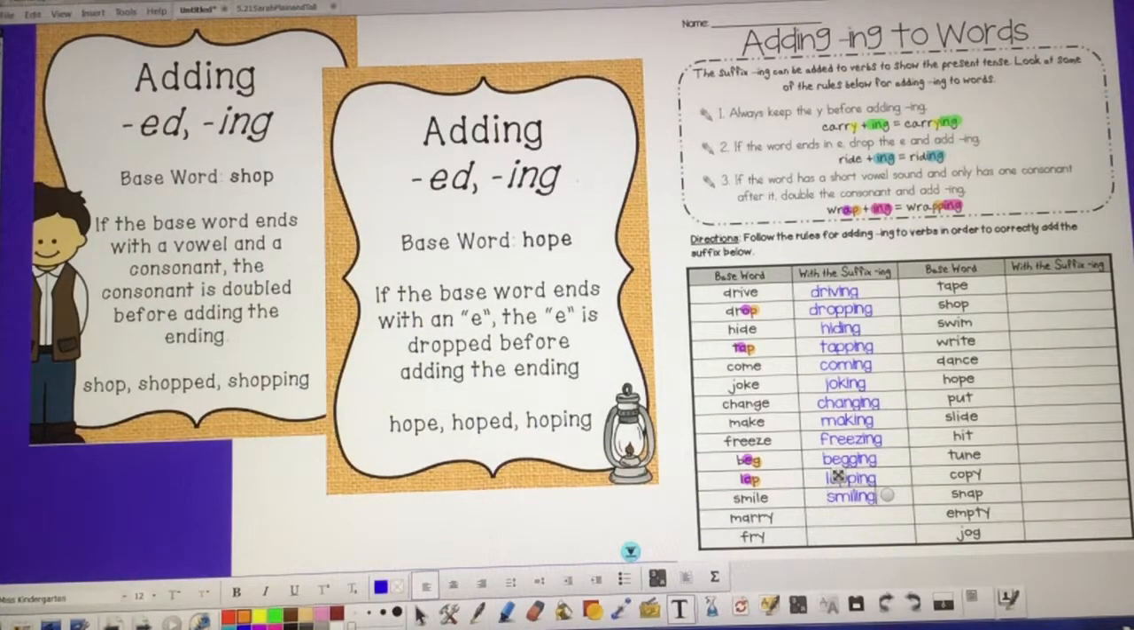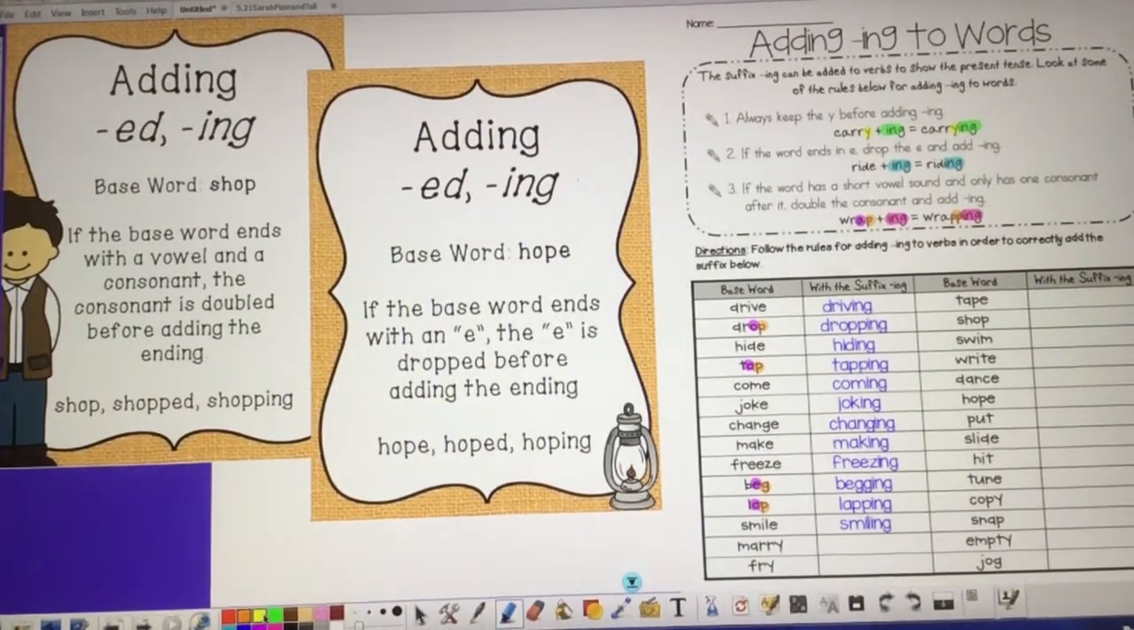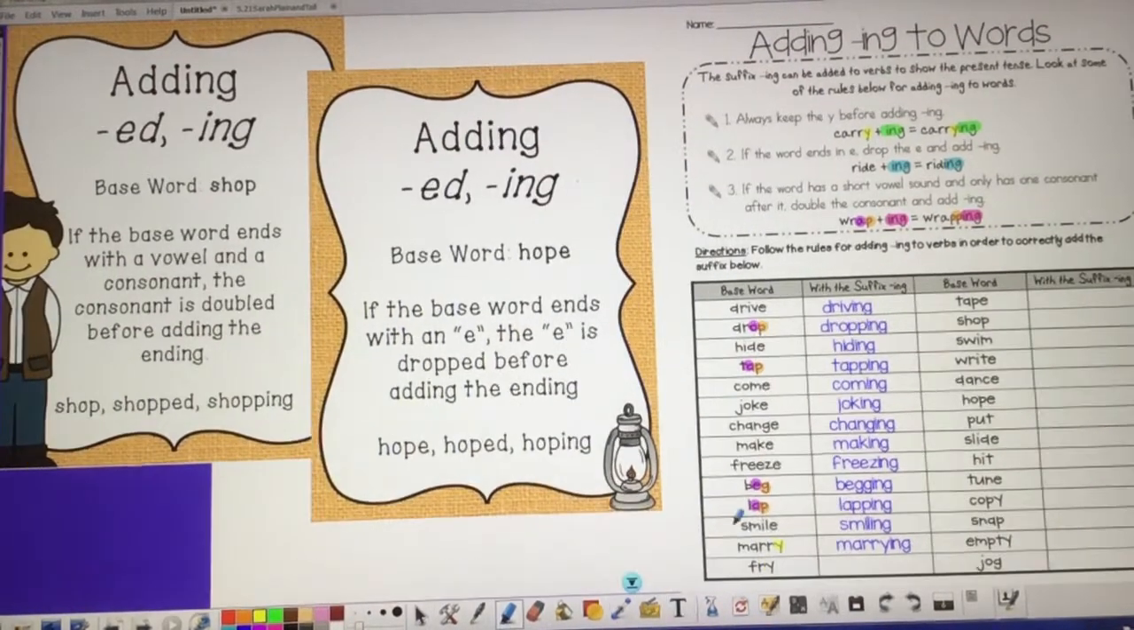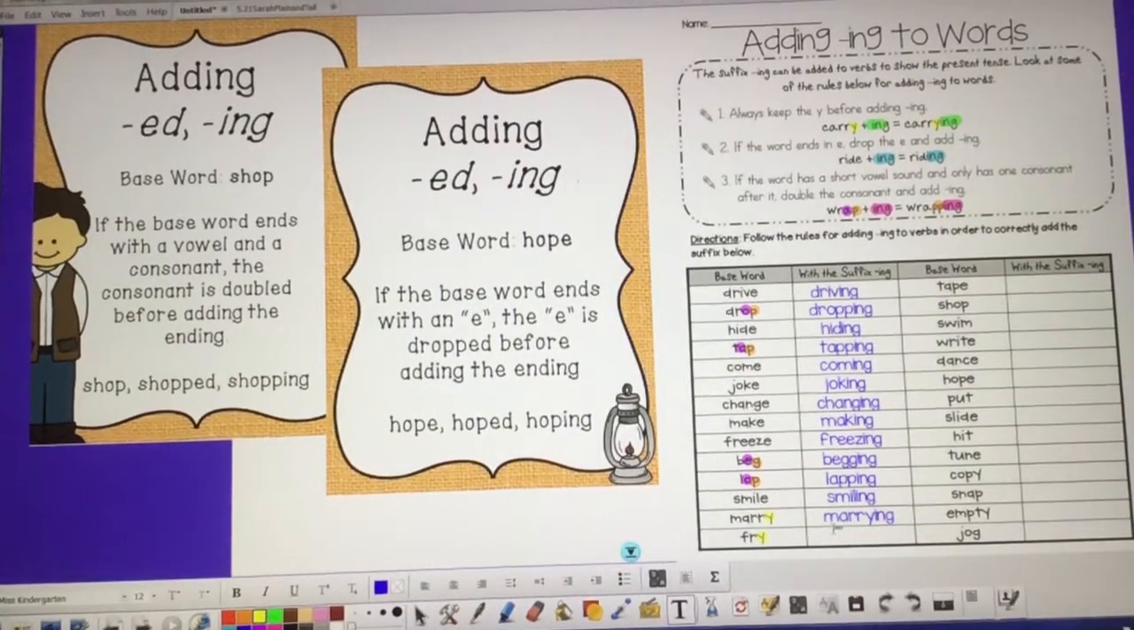Marry. Ooh, we haven't had this one yet. So marry ends in a Y. Don't get confused on this. This is rule number 1, the Y rule. We do not drop the Y. We keep the Y. So marry, and then we're going to add ING. And then finally on this side, once again, oh, we have a Y. So just like rule number 1, we're going to keep it. Frying. Okay, so I did the left side. So what I would like you to do is go ahead and do the right side. Now, keep in mind you have 3 rules to look at while doing this.